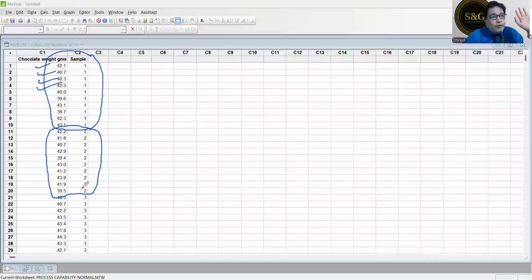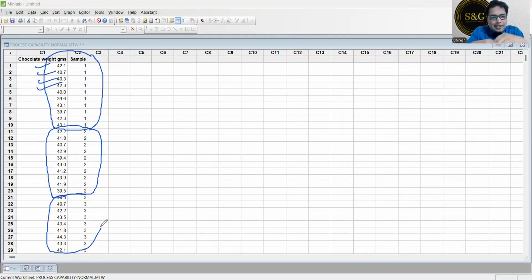How many of you are from quality? Just type in the chat box. Quality mein kaun hai? Then the third sample. Yes, a lot of people. Okay, fantastic. A lot of people are from quality. So you also take the samples, no? After a defined frequency, you also collect the samples. Correct?